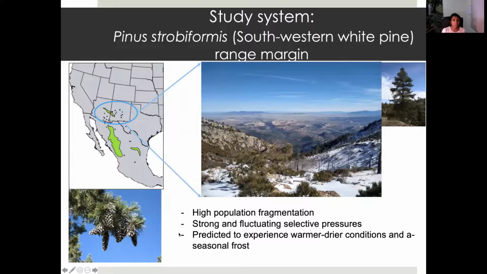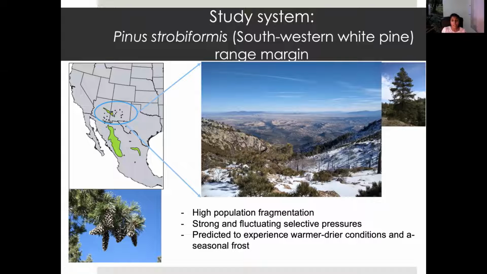To do so, I made use of these range margin populations of Pinus strobiformis or southwestern white pine. And as you can see from the figures, from the green range map, as well as from the picture on the right-hand side, these populations occur on extremely fragmented sky island ecosystems that are separated from each other by this vast arid desert ecosystem not hospitable for these high elevation conifer species.